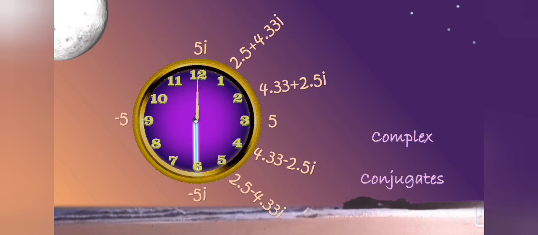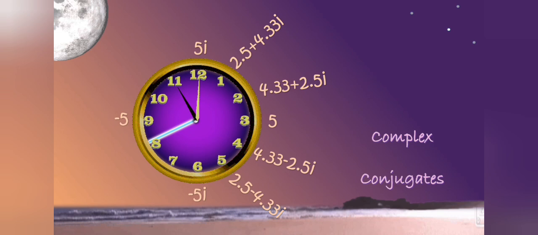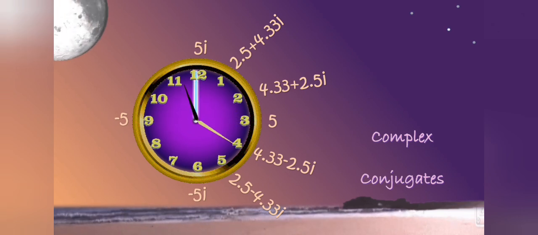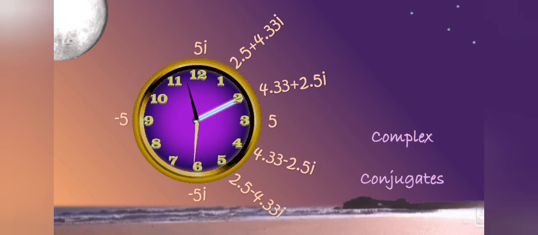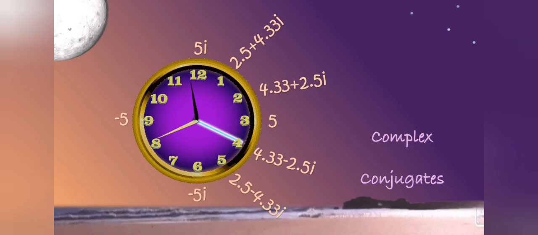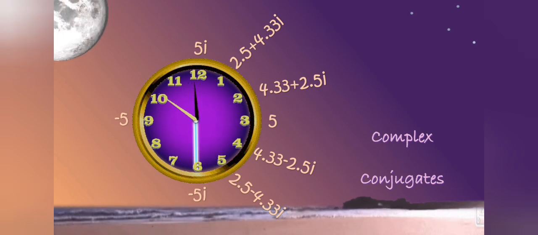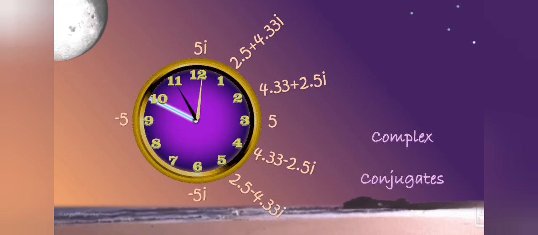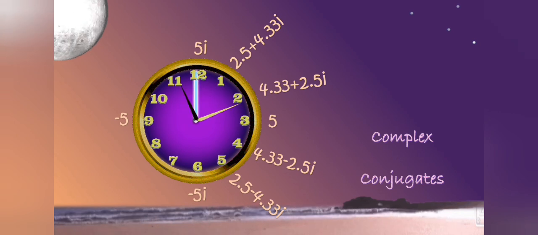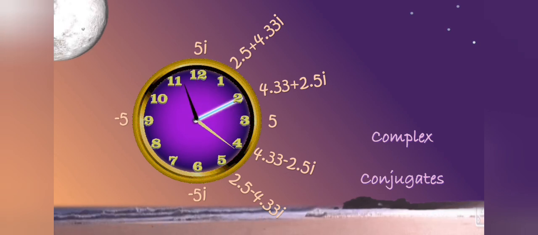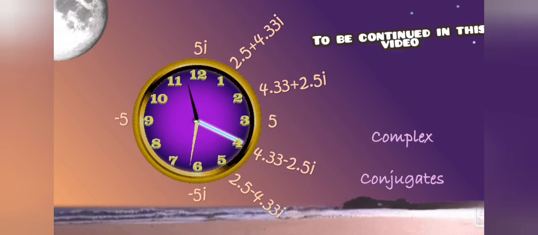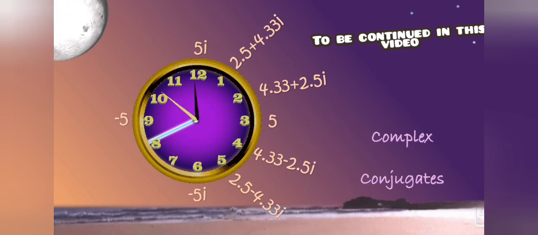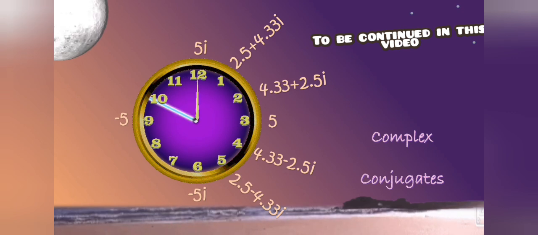The angle at which the needle is at this point can be calculated as tan inverse of 4.33 divided by 2.5. In this case, the answer is approximately 60 degrees. Now let's look at the complex conjugate. Its value is 2.5 minus 4.33i. This is when the needle is pointing at 5 o'clock.